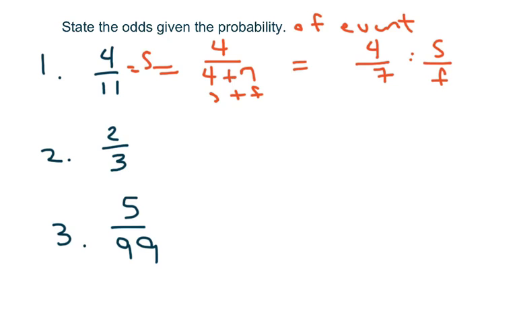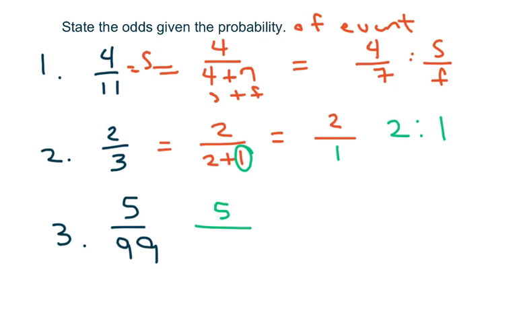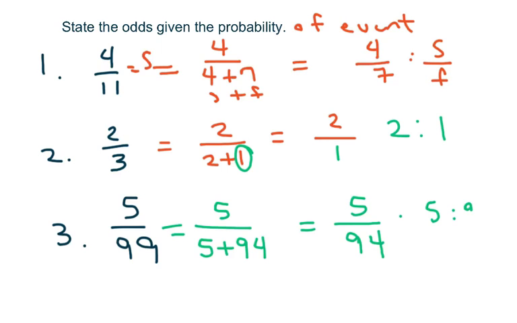All right? This one would be 2 over 2 plus 1. So my success is 2, and my failure in this case would be 1. So this is 2 to 1. Here we have 5 over 5 plus, this would have to be 94 for it to equal that. So that would be 5 over 94. Okay? So this would be the odds. 5 to 94 is the odds.